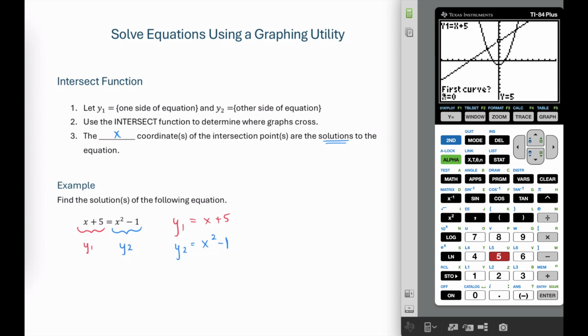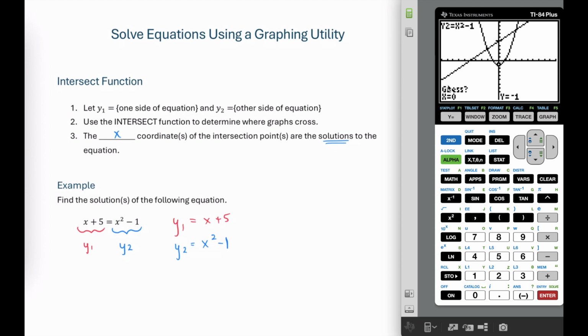We're asked to indicate if this is the first curve. Notice in the left-hand corner up here that we are given the function that our cursor is on. So in order to tell the calculator, yes, this is the first curve, we hit enter. It automatically then jumps to the next equation, and our calculator is going to indicate the function that the cursor is on up here in this left-hand corner. So we say, yes, this is the second curve by hitting enter again.